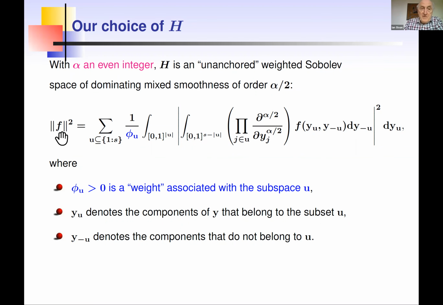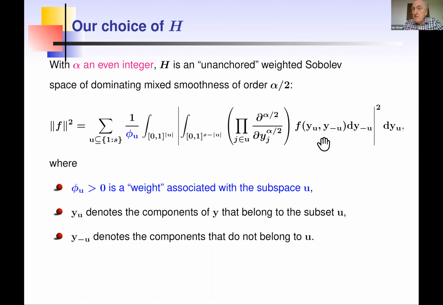So the specific expression is the sum over all subsets. Those of you who do computation should be extremely worried about that because it's a lot of subsets. But anyhow, that's okay. This is just theory at the moment. The one on phi u is a weight. I'll come back to weights. The inner integral, well, you differentiate, let's say, first of all, you differentiate with respect to all of the variables that are in the subset u.